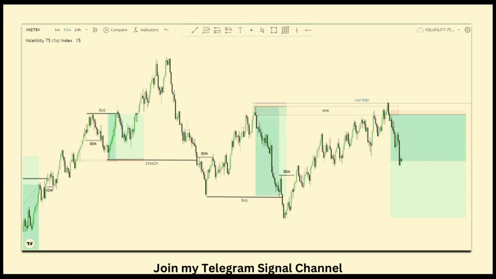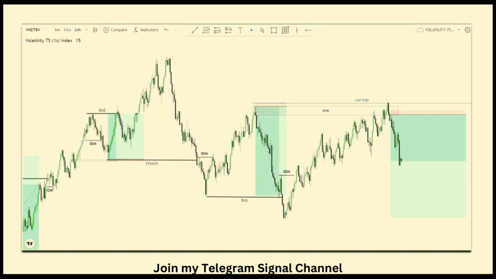So guys, I'm telling you, if you master market structure mapping, you'll never look at your charts the same way ever again. All right, now let's see how the market structure mapping was done here.